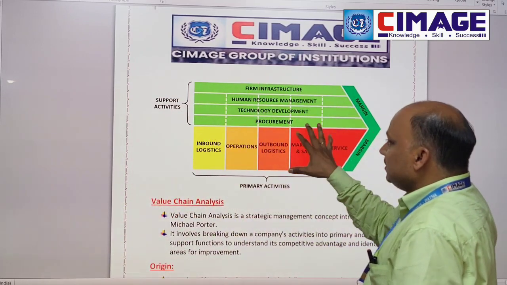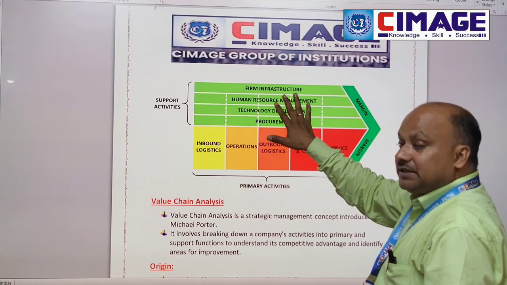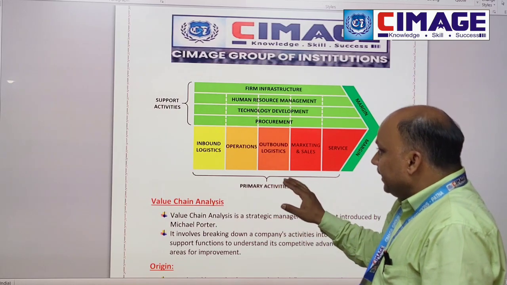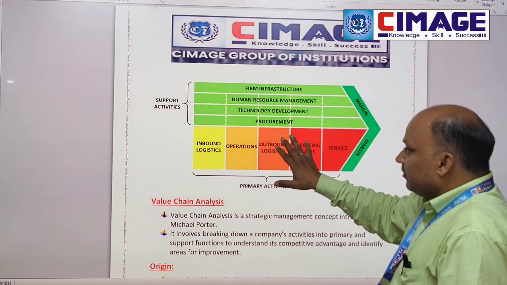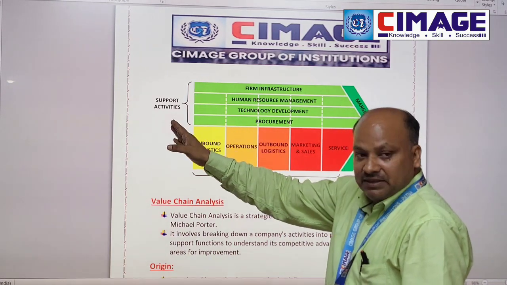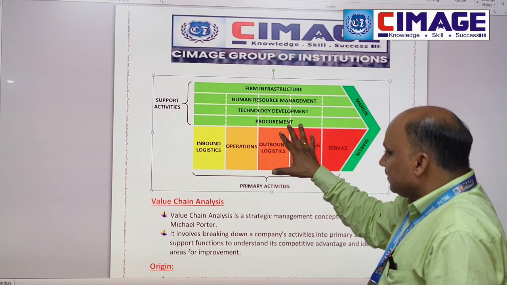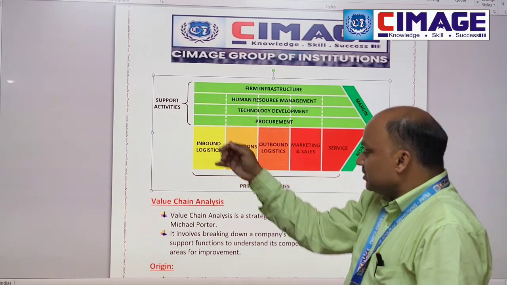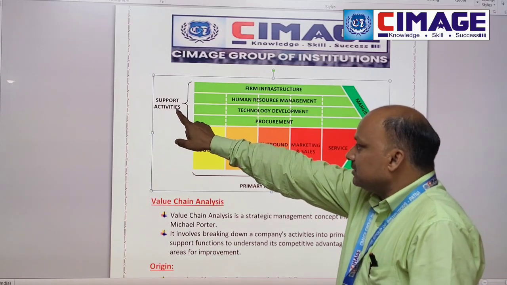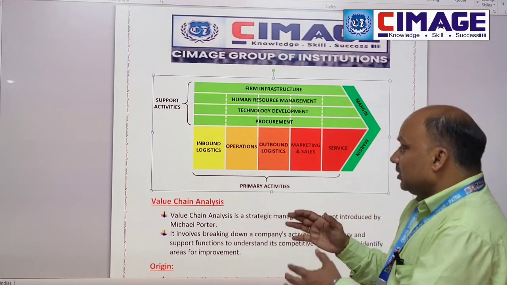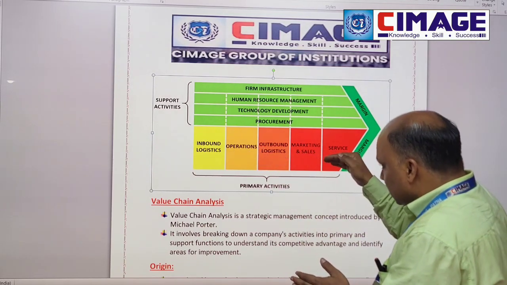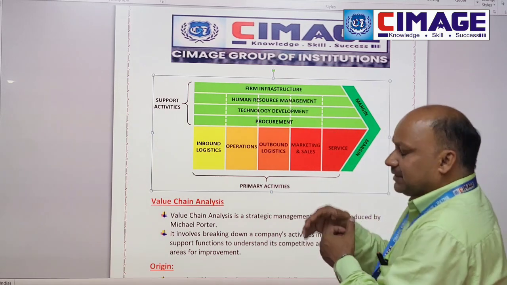Here we can see this figure itself shows many things about the value chain analysis. Under this figure we can easily understand that the whole system is divided under two headings. The first one is the primary activities, and the second one is the support activities. Now, primary activities means what? These are the main activities, and these are the supportive activities.